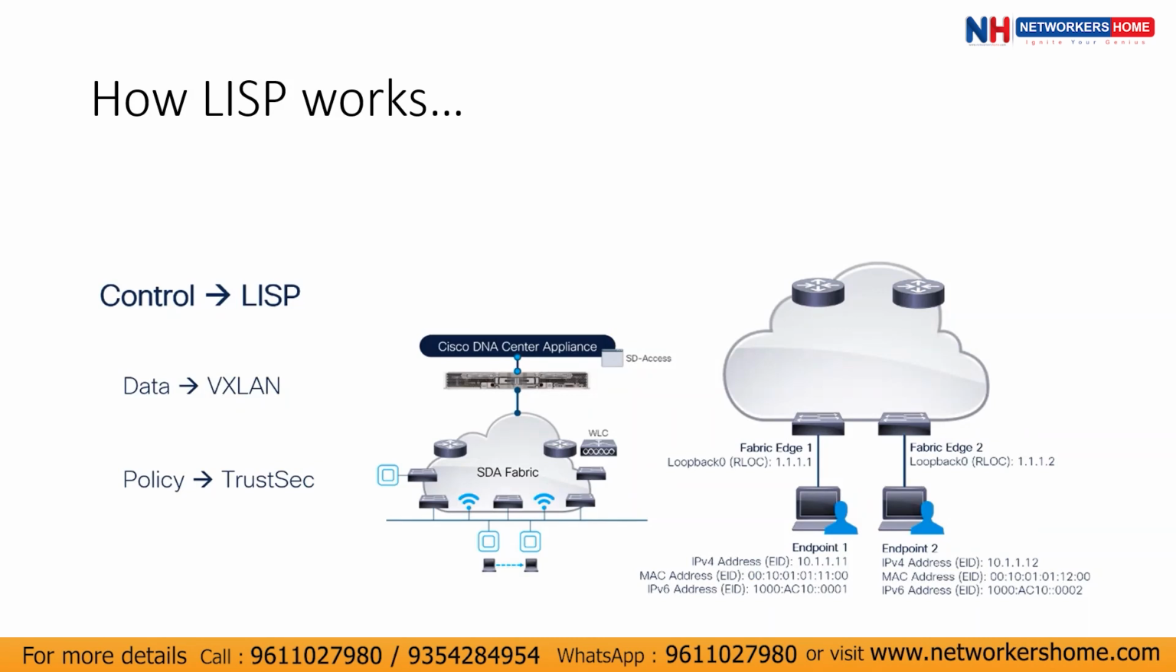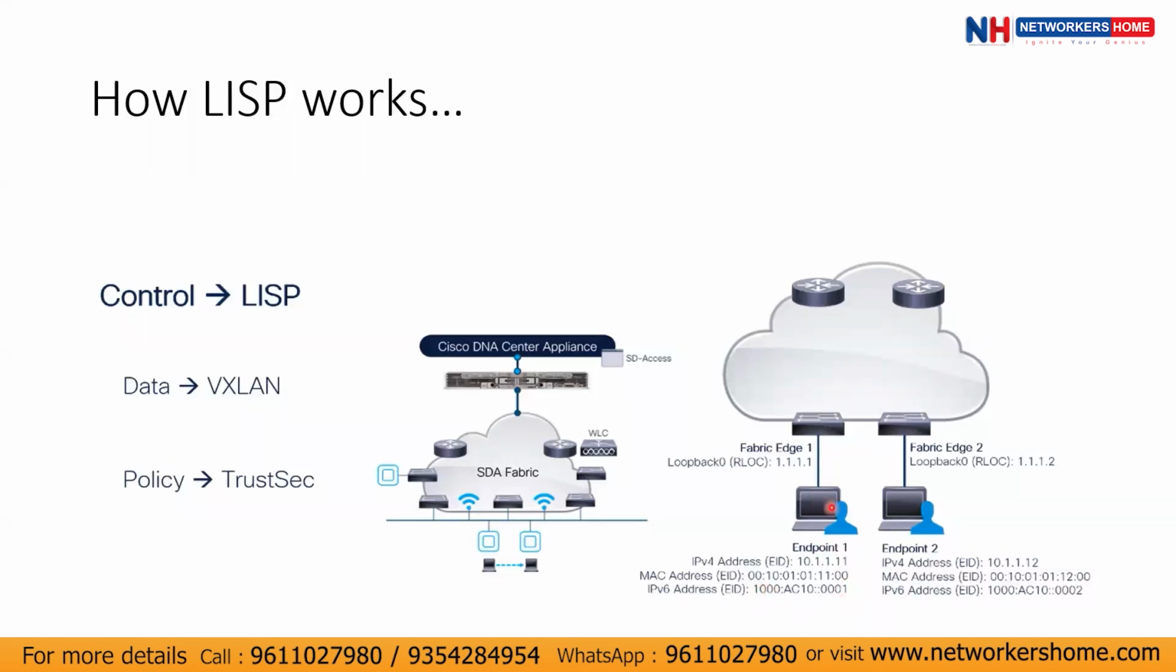In this fabric architecture, multiple protocols are used within the overlay network to implement segmentation and also provide routing and data plane encapsulation of the endpoint traffic. LISP is used as the control plane, VXLAN is used as the data plane, and Cisco TrustSec is used for the policy plane. On this topology, we have two endpoints. For endpoint one, the EID is 10.1.1.11, which is the IP address of this particular laptop.